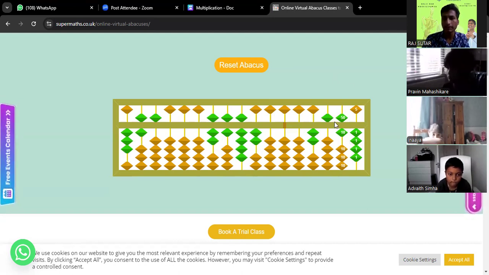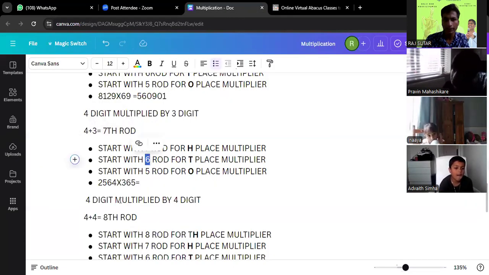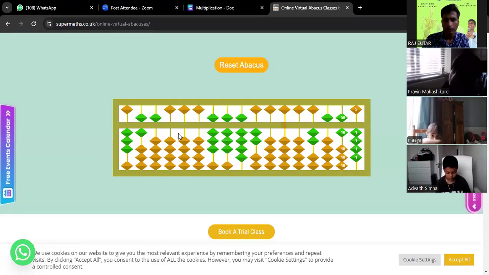Then again, 6 multiplied by 2 now. So 0, 6 has been done here. So 12 will be here, 1 and 2, 12 on the 6th rod. Getting it? Like written over here. The tens place number to be multiplied with starts writing on the 6th rod. So 12 is done. I added here the beads.